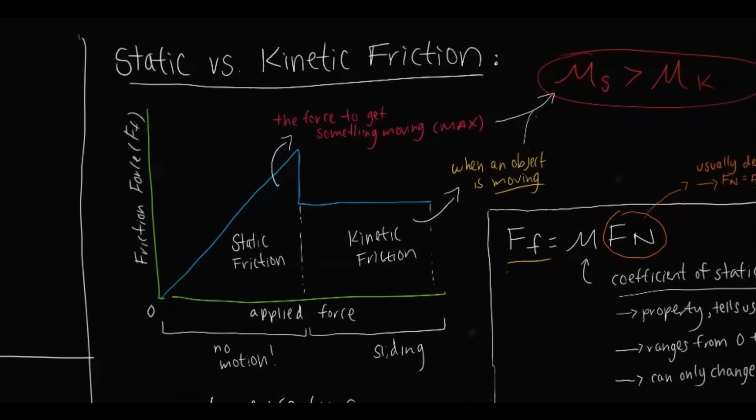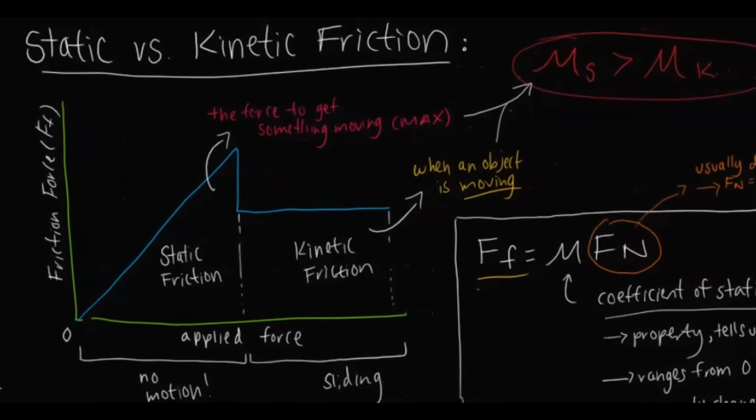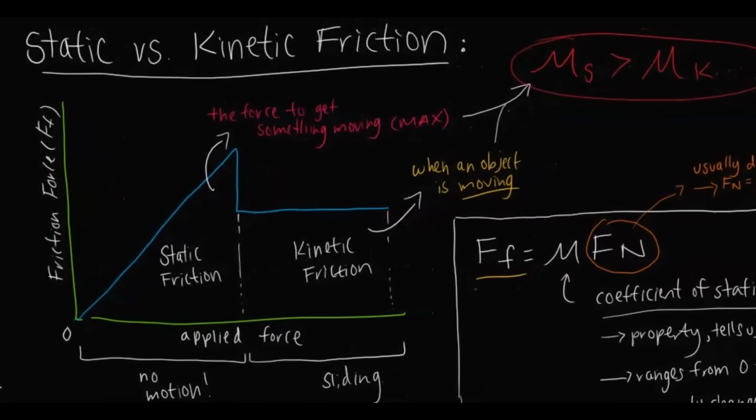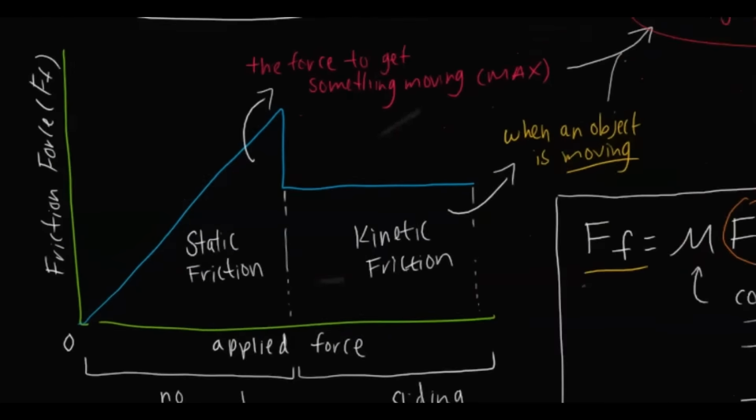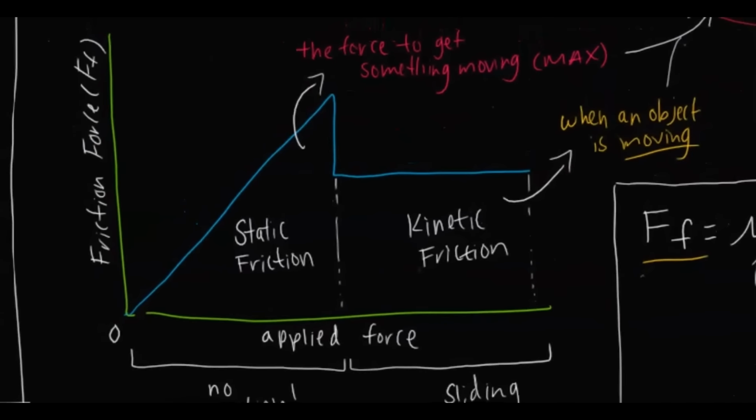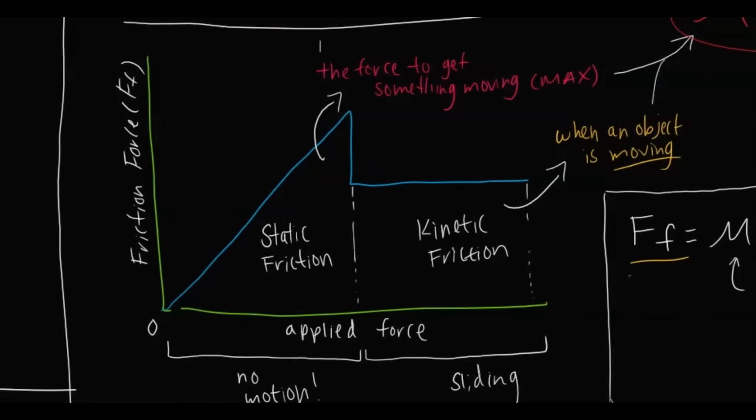All right, so let's now talk about friction. The first thing I want to touch upon is static versus kinetic friction. We have this chart here, which shows that over time as force is applied, the static friction is the first one which pops up, and that is where friction hits a max, right? Because that's the amount of force that it takes to get something moving against friction.